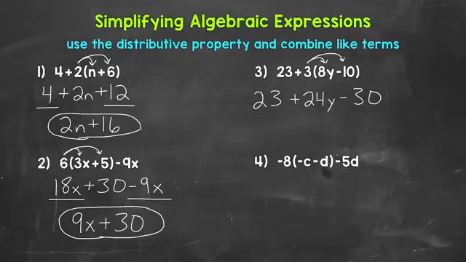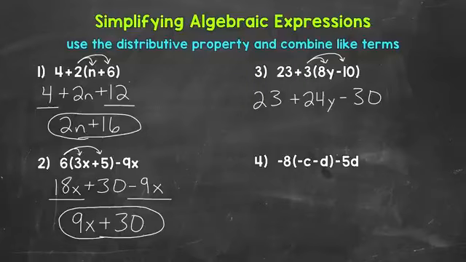so 3 times 8y, that gives us 24y. Then we can bring the subtraction sign down, and then distribute the 3 to the 10. So 3 times 10, that gives us 30. So 24y minus 30. We got the same thing thinking through the distributive property that way as well.